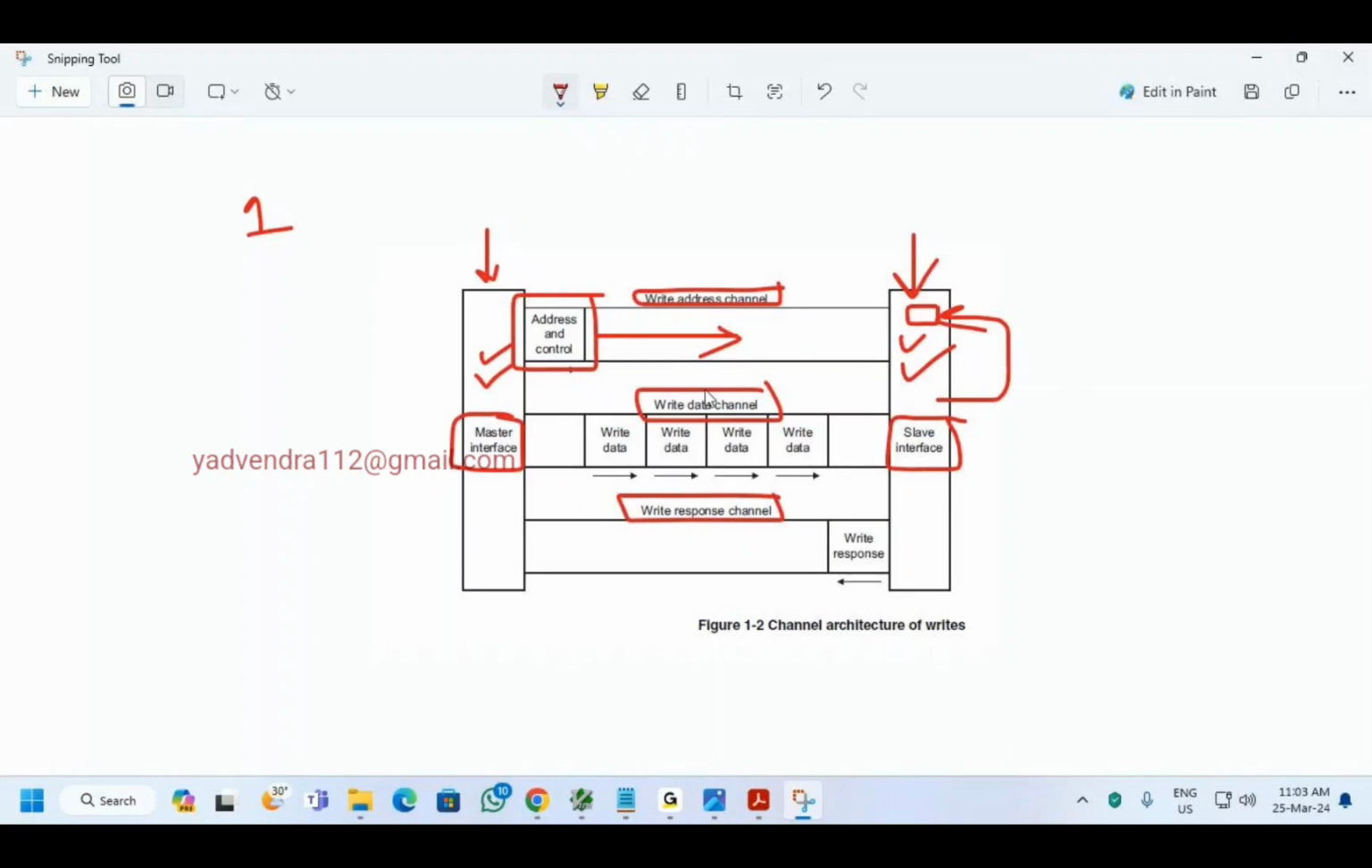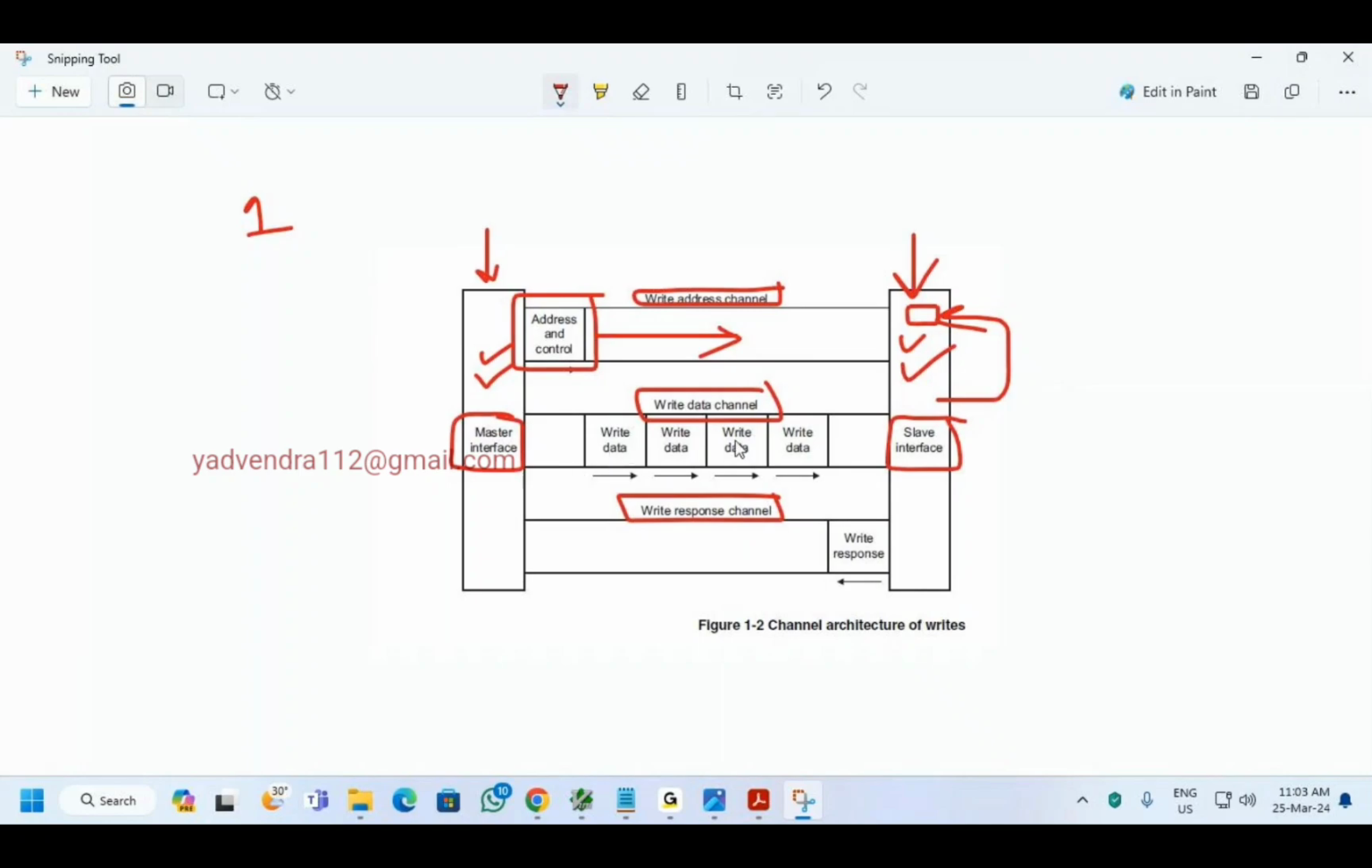So master will send the starting address and the rest of the information: how many such bursts are happening, what is the burst size, what is the burst length, what is the type of burst, and what security is provided to that data. It will send everything inside this address and control information. After that, the master will send write data through the W data channel.